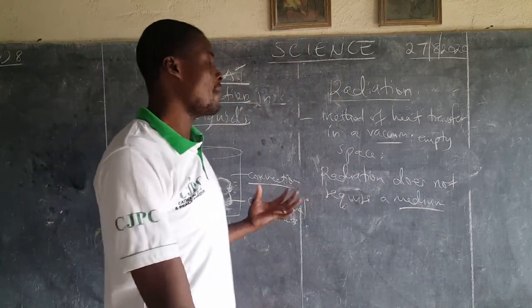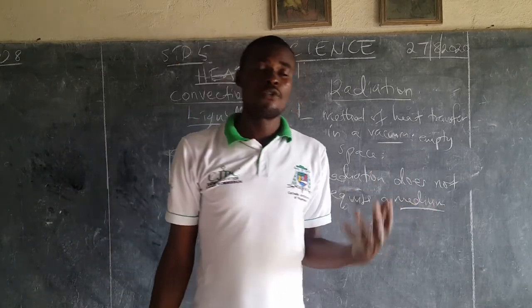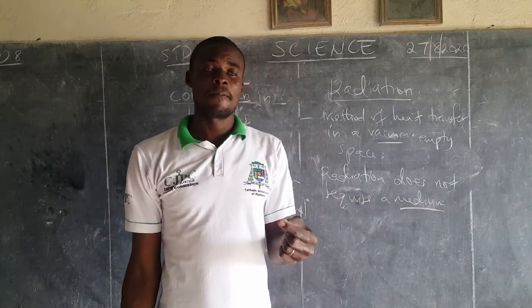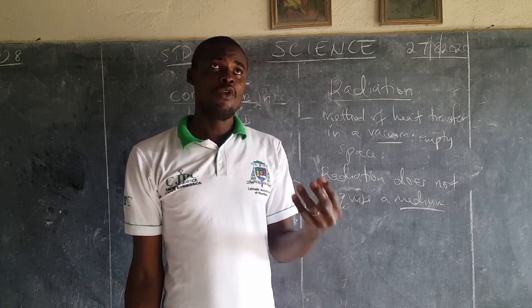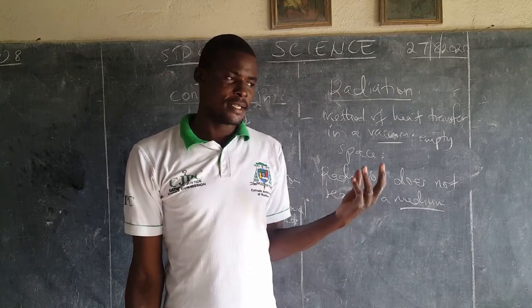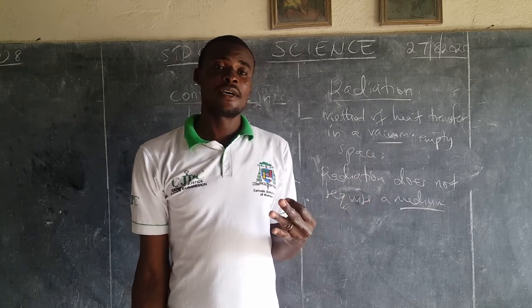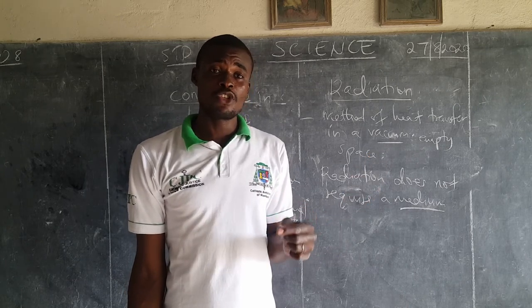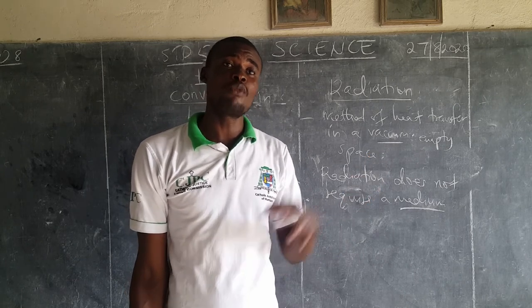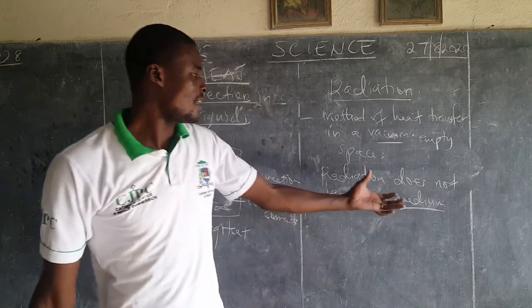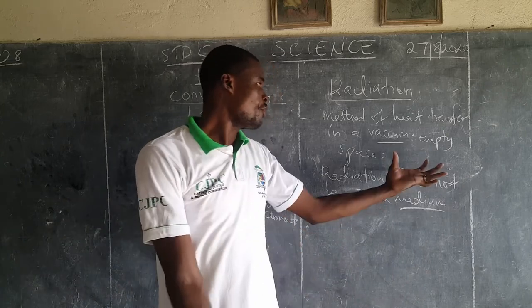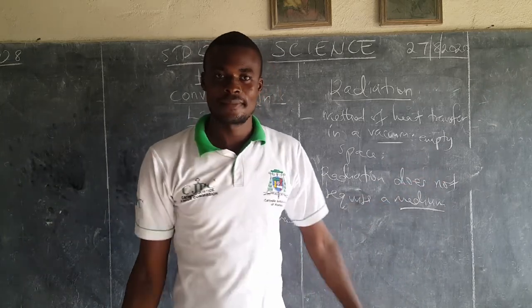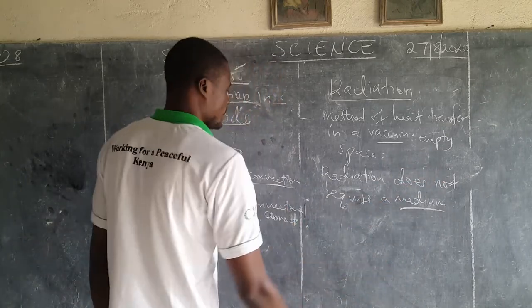Like what we mentioned about convection. Convection requires a medium. There must be water or there must be air. Look at conduction. Conduction also requires a medium. Heat must be transferred through a metal. But in this case, this one does not require any medium. A vacuum is simply an empty space. So this one will give us a lot of things.